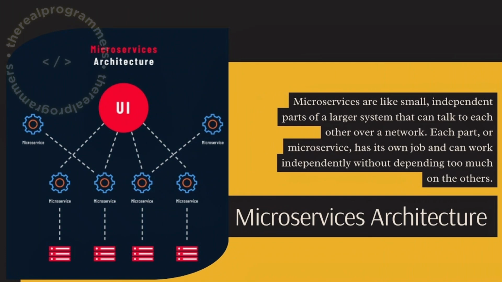Microservices are like small independent parts of a large system that can talk to each other over a network. Each part, or microservice, has its own job and can work independently without depending too much on others. You can see in this diagram where everything from the front end to back end has its own services, separate databases, and they are communicating through APIs. This architecture breaks down the applications into smaller independent services that each perform a specific function. You can scale, deploy, and update them individually.